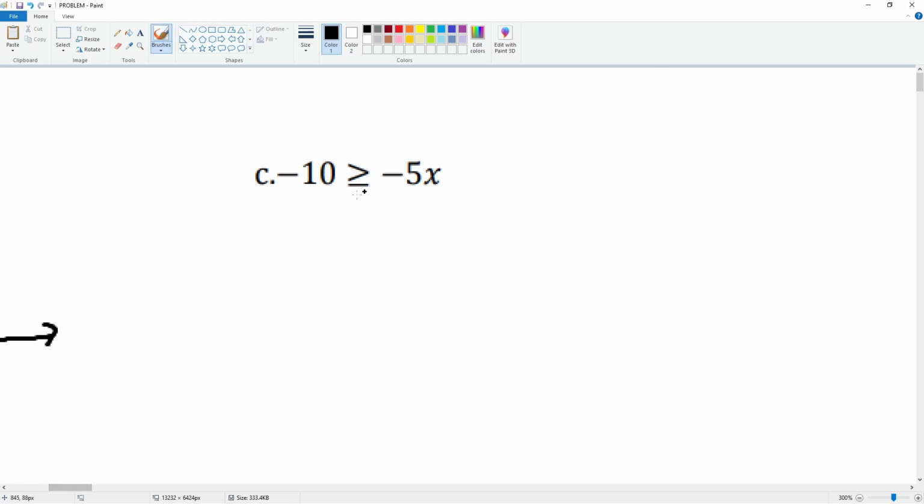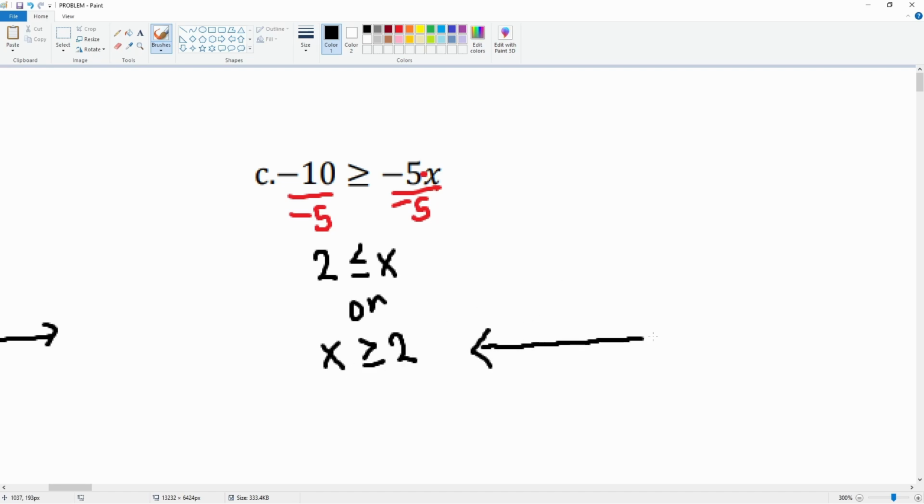C. There is this negative 5 in front, so now we're going to divide by negative 5 to both sides. Negative 10 divided by negative 5 is a positive 2. We flip the inequality because we divide by a negative number, and this gets you x. Okay, we don't like it this way. We can write it with the x in front, so x, flip the inequality again, is greater than 2.